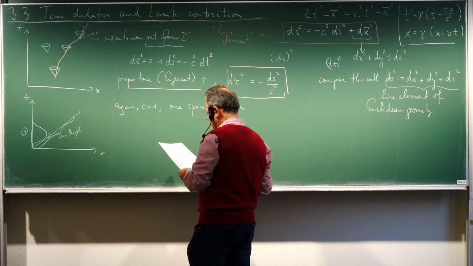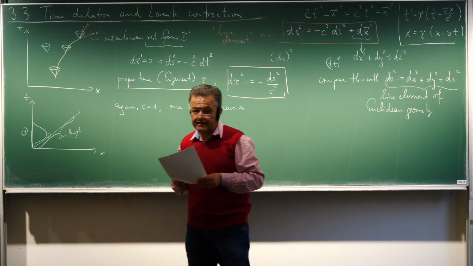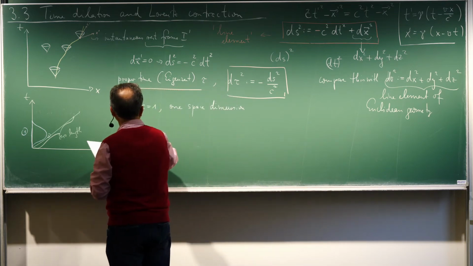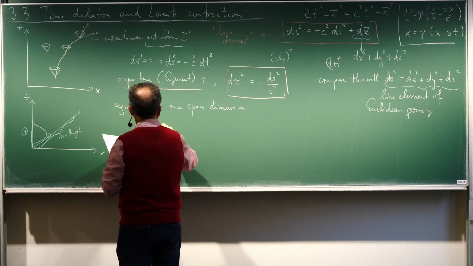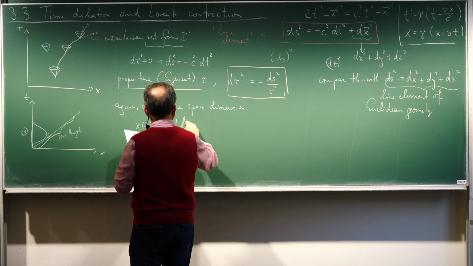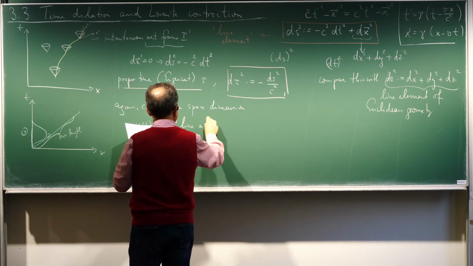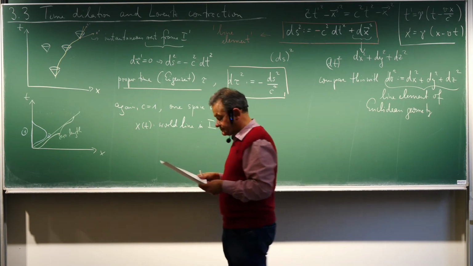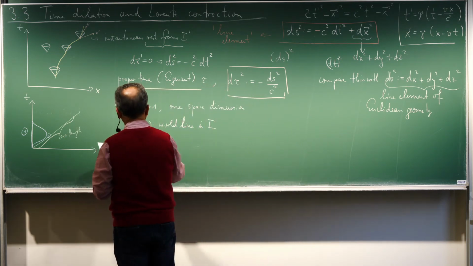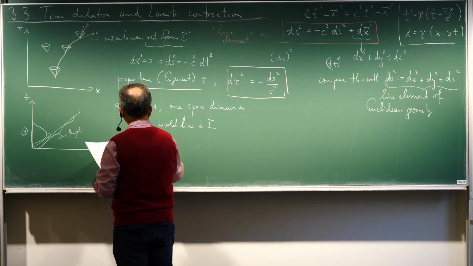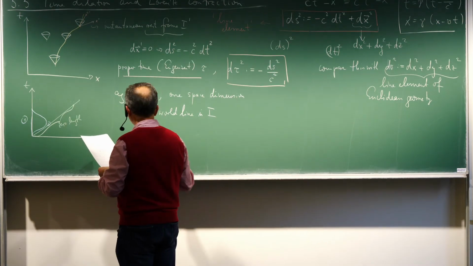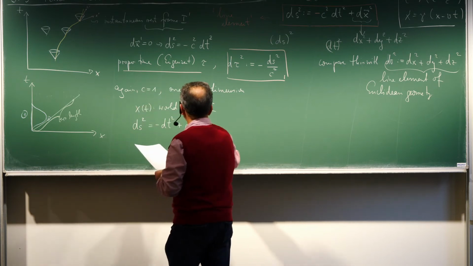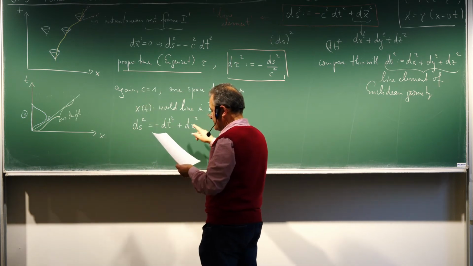For simplicity, we describe a world line in an inertial system I by x of t. So x of t is a world line in I. An arbitrary one can be accelerated. And let us, from the point of view of I, write down the line element ds squared, which is minus dt squared plus dx squared, so one dimension.